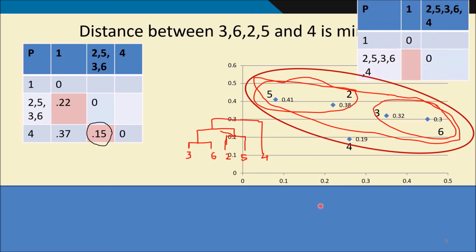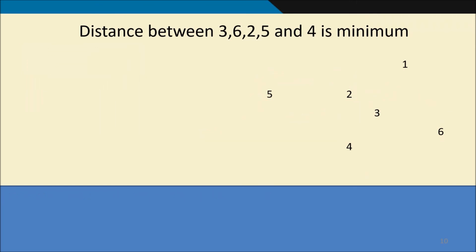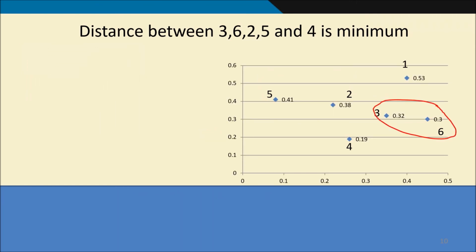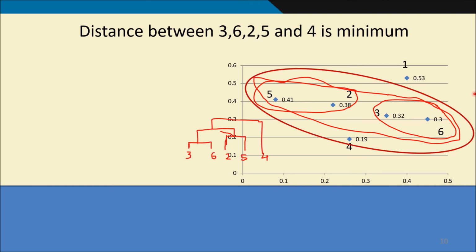Now if you make the new distance matrix, we'll have to combine 4 with the rest. Now to get the value for this, the distance between this particular point and 1 is 0.22, and the distance between 4 and 1 is 0.37, and the least value is 0.22. Thus we have taken 0.22 and we have replaced it over here. So let's see the latest status of our clusters. These are the clusters that have already been created. Now only point number 1 is left out from the cluster. Let's look at the distance matrix.